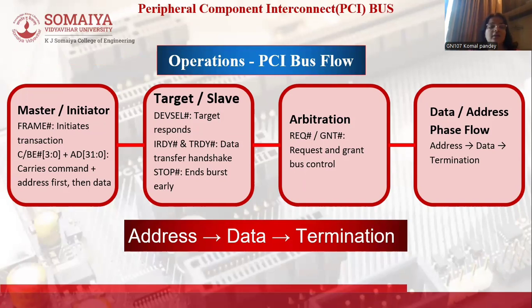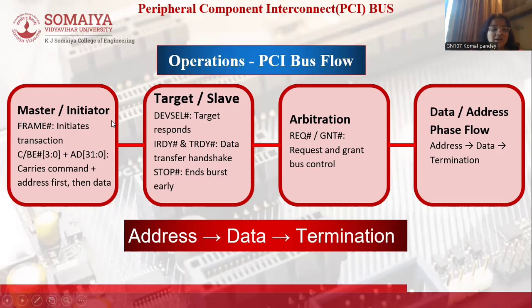Once permission is granted, the master starts a transaction by activating the FRAME signal, placing the address and command on the bus. The target device, such as the graphics or sound card, detects the address and responds using the device select signal, or DEVSEL. After that, the data transfer begins.